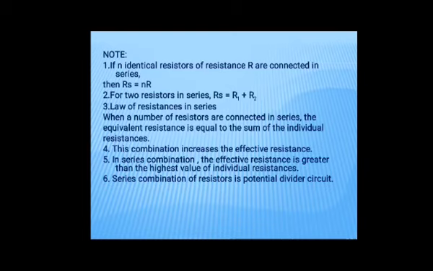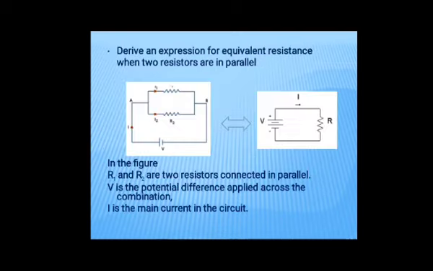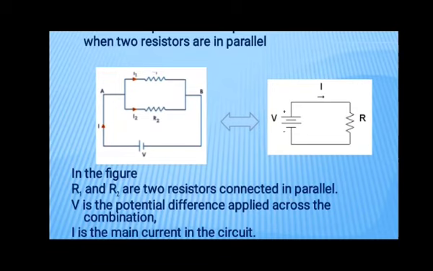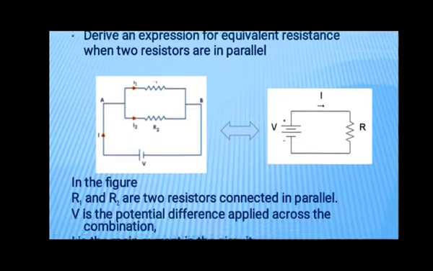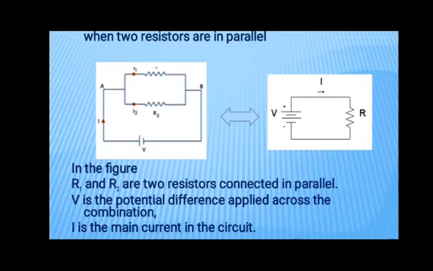Now let us learn when two resistors are connected in parallel, how to get expression for equivalent resistance. Here you are observing two circuit diagrams. In first diagram, there are two resistors. One is R1 and another one is R2. Now two resistors are connected in parallel. V is the potential difference applied across the combination. I is the main current flowing in the circuit.